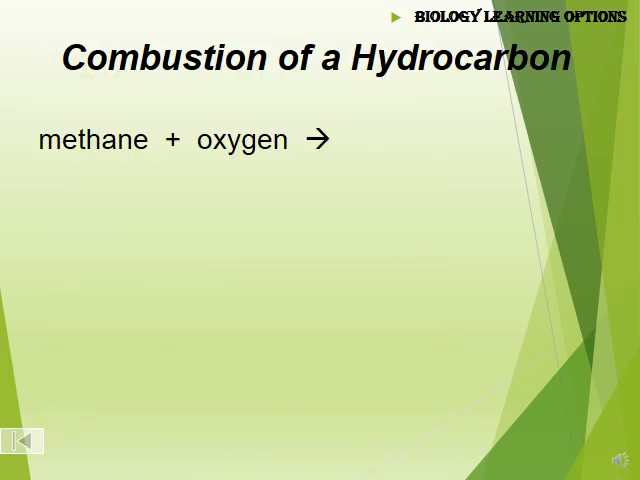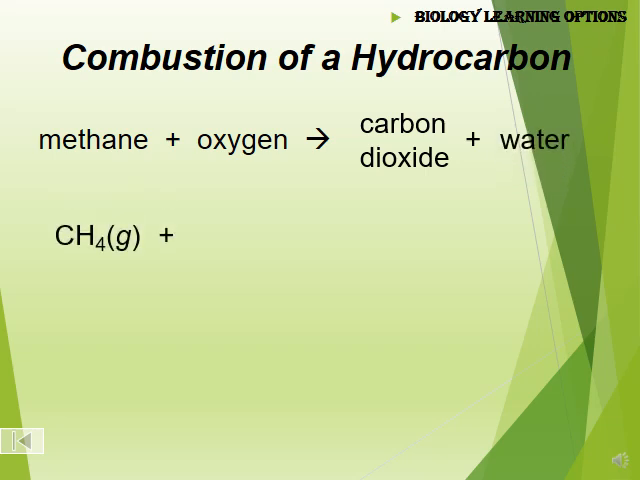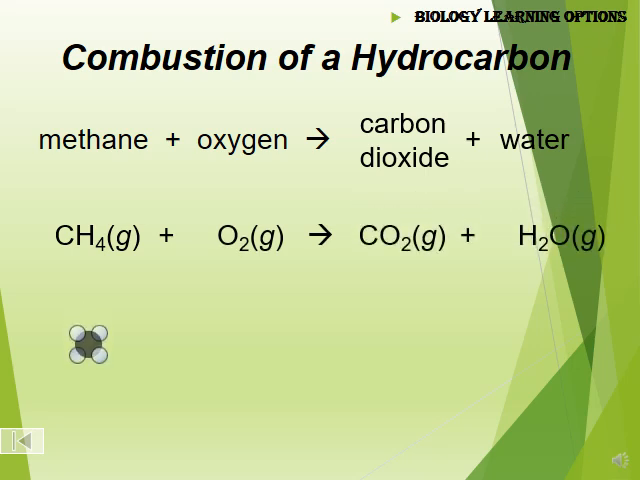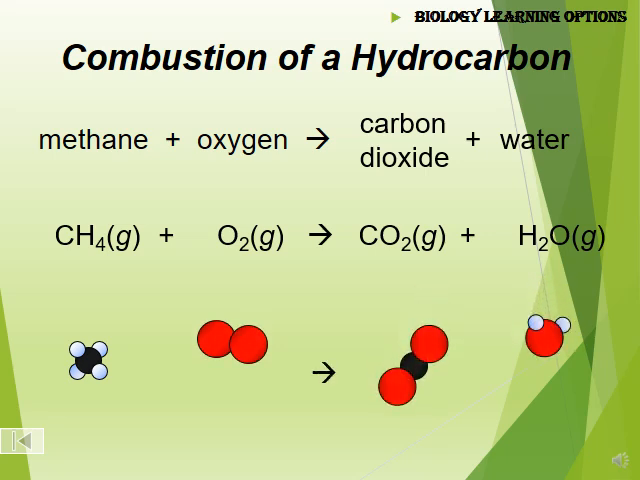Now we will see the combustion of a hydrocarbon, in which we will see methane plus oxygen is converted into carbon dioxide plus water. Methane CH4, oxygen O2 into carbon dioxide CO2 plus water H2O. So here we will see that the equation is now balanced by putting 2 in front of the oxygen molecule and 2 in front of the water molecule.